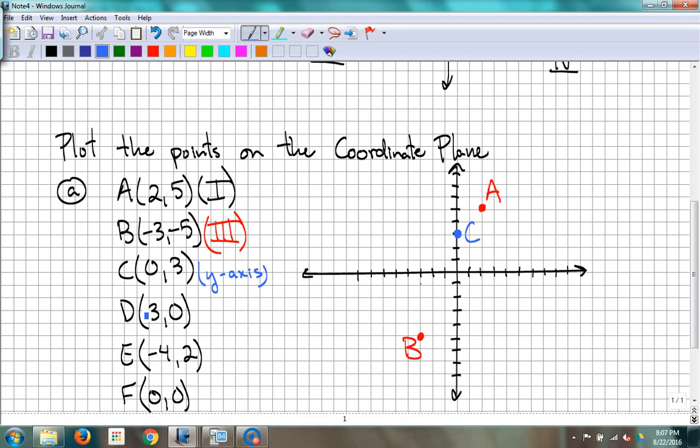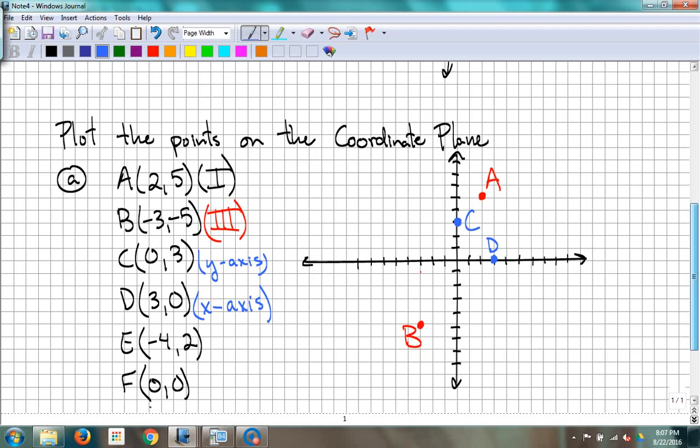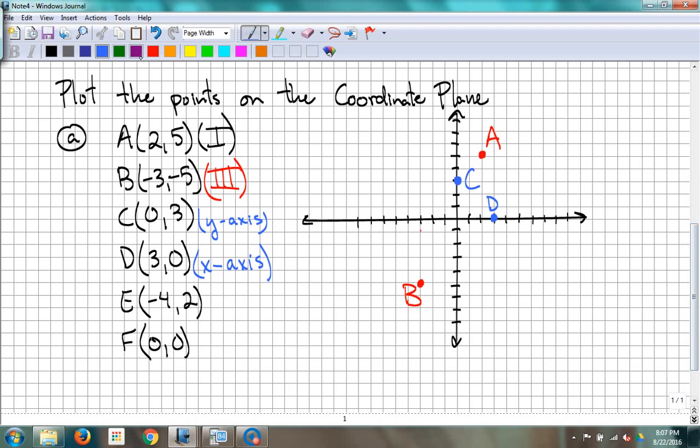The x-axis is at 3, 0, so I'll go right 3, up 0. So there's point D, and it's on the x-axis. Where that's located. Point E. They've got a negative x and a positive y. Quadrant 2. Negative 4, positive 2. Point E.